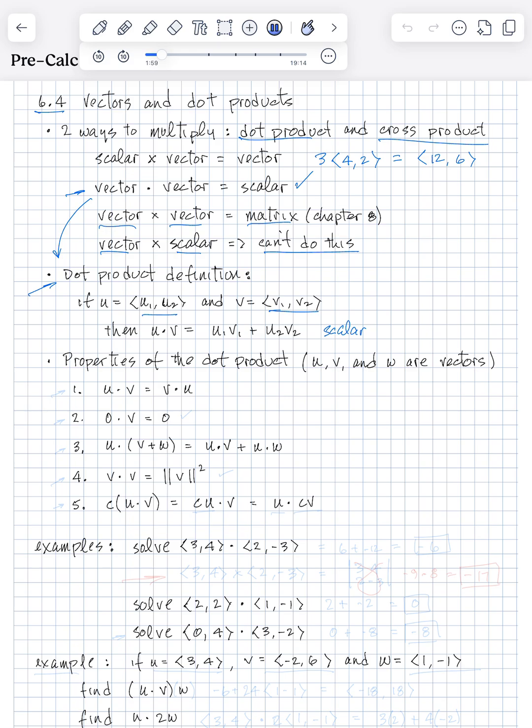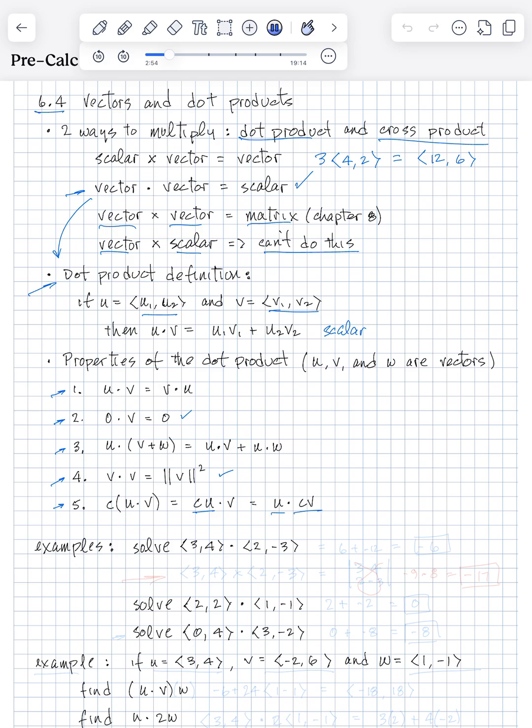All right, let's look at the properties of dot products. There's 5 of them. First one, U dot V is the same as V dot U. Second one, if we dot a vector with 0, we just get 0. Third one, U dot (V plus W) is U dot V plus U dot W. And the fourth one, V dot V is just the absolute value of V squared. And the fifth property, C, a constant, times U dot V: you can multiply the constant times U and then dot it with V, or you can multiply the constant times V and dot it with U.